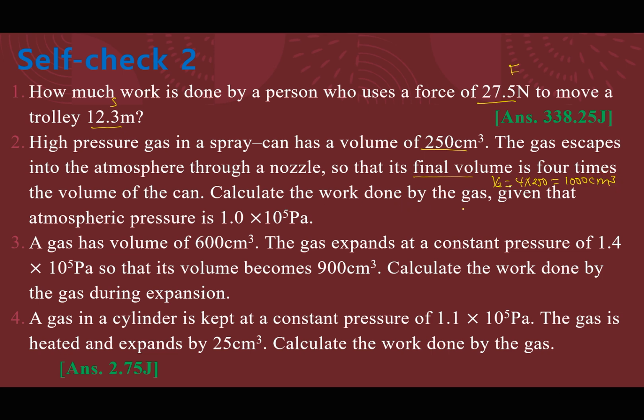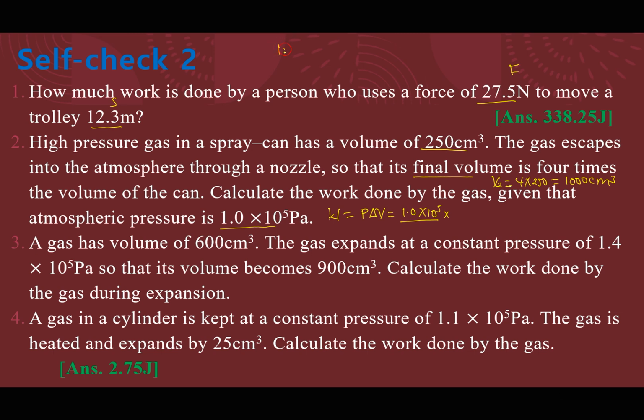Calculate the work done by the gas, given that atmospheric pressure is 1.0 times 10 to the power of 5 pascals. So we have said that work done by an expanding gas is pressure times change in volume, which is going to be the pressure 1.0 times 10 to the power of 5, then times change in volume. Now here, this is where there is a comment. The volume is in centimeters cubed. The pressure is in pascals.